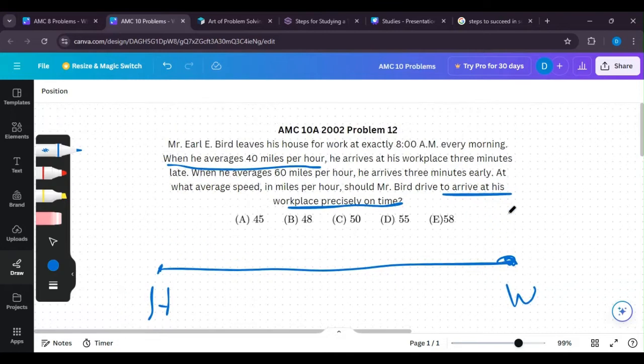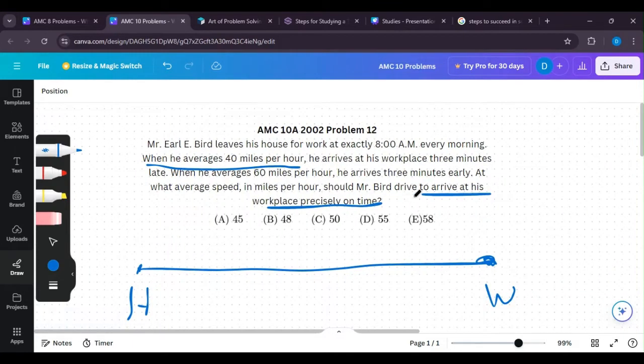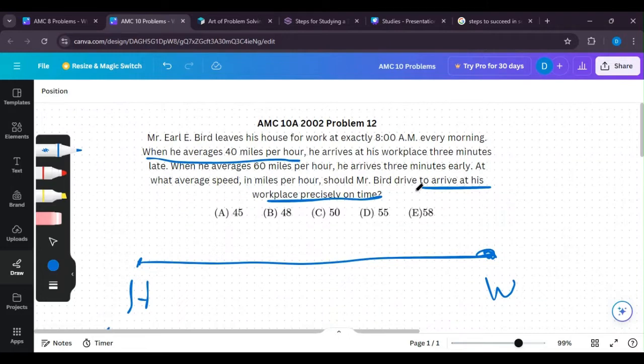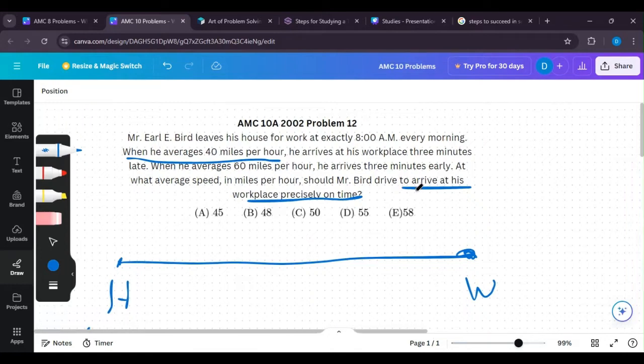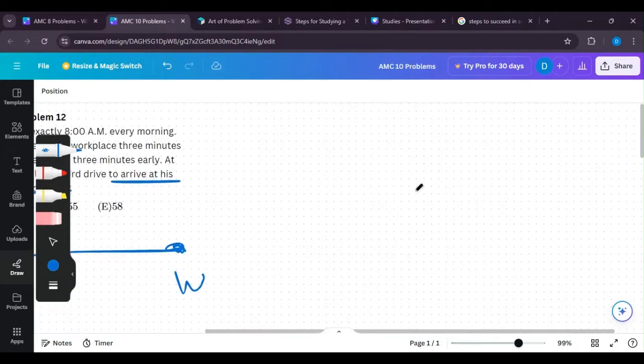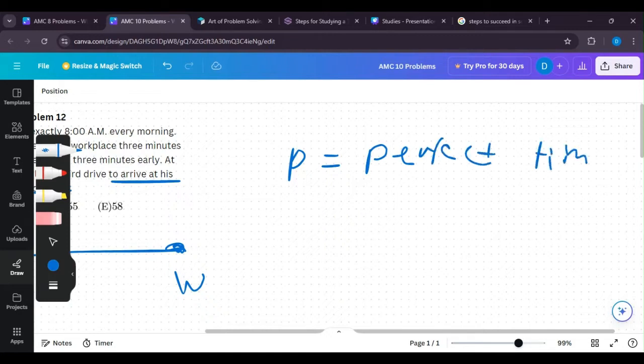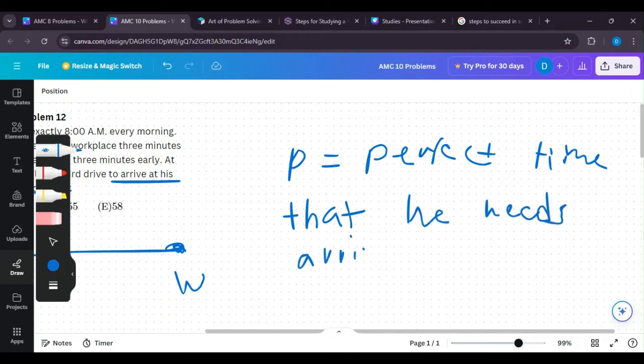So we want to set P as the time that it takes for him to arrive at work precisely on time. So we're going to set P as the perfect, or precise, perfect time that he needs to arrive at his workplace.